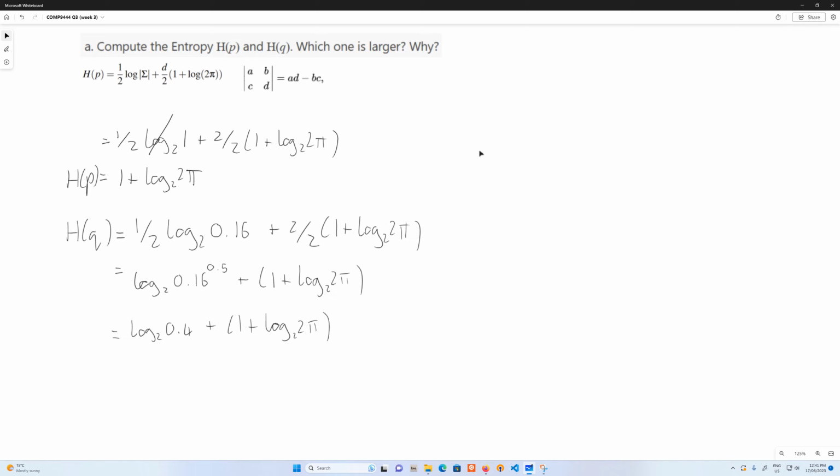And log 0.4 turns out to be approximately minus 1.322. Great, so we've got our entropy for both of the distributions. Let's put them side by side and have a look at them. We'll just get rid of all the working here.